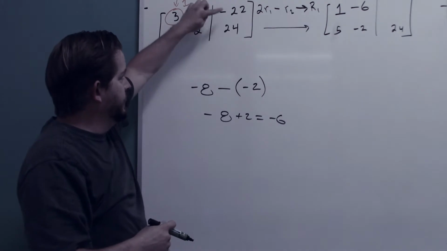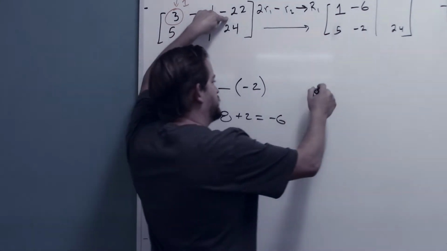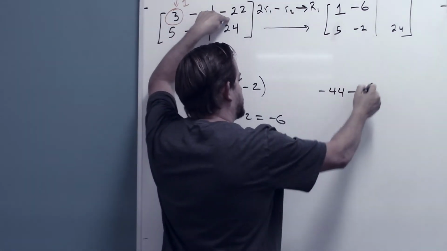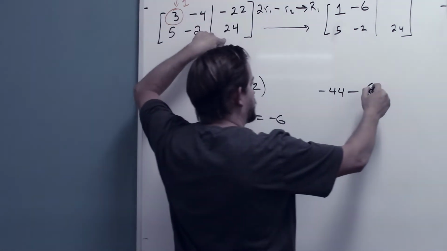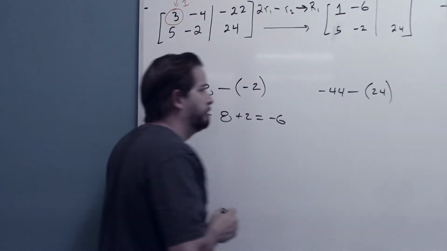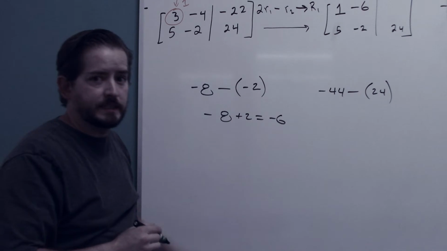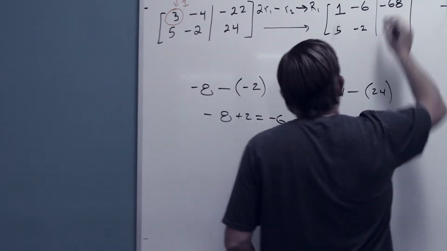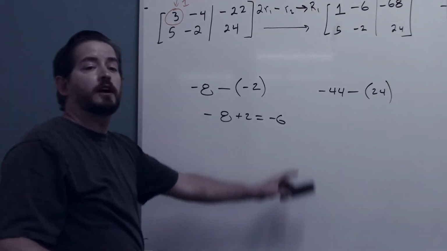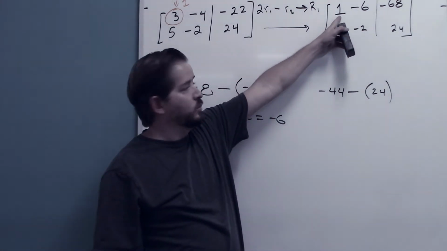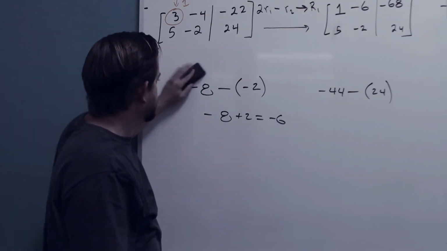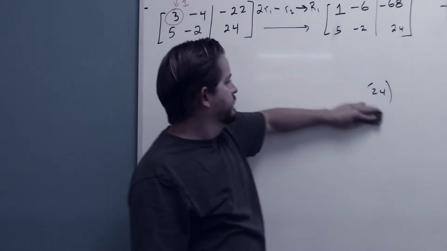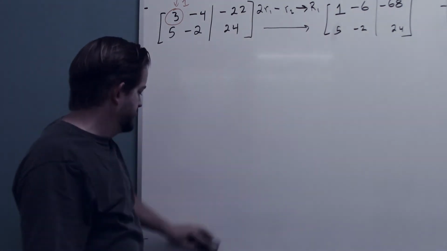And then I'm going to double the element here, so double negative 22 is negative 44, and then I'm subtracting 24. Right? That becomes negative 68. And that's my first maneuver, and I've gotten the first thing that I wanted. That's a 1 there. Okay. I'll erase my scratch work.